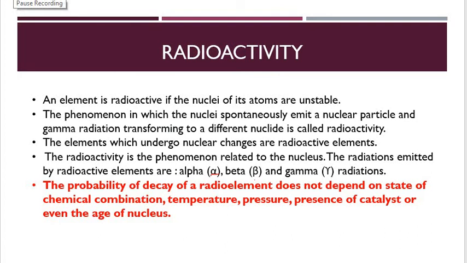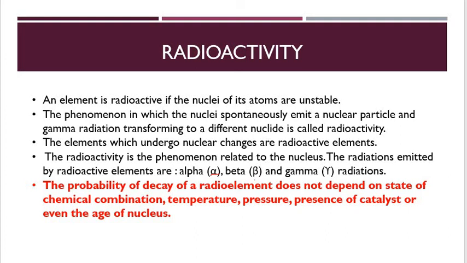Radioactivity. There are some elements, like you must have heard, uranium and radium. For example, these are considered as radioactive elements. We can say an element is radioactive if the nuclei of its atoms are unstable. This phenomenon where you will see the nuclei spontaneously emitting nuclear particles and gamma radiation, transforming into different nuclides, is called radioactivity.